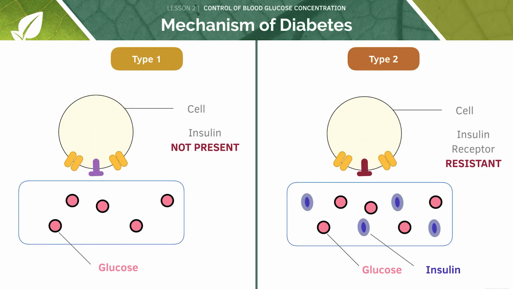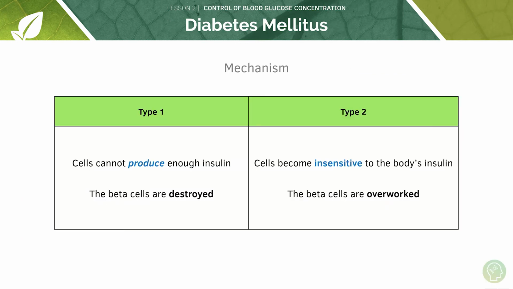So to summarise for you, in type 1 diabetes, cells cannot produce enough insulin. The beta cells in the islets of Langerhans in the pancreas are not producing enough insulin. And these beta cells are ultimately destroyed. Now in type 2, the problem is that cells become insensitive to the body's insulin. The insulin receptor becomes resistant. And in this case, the beta cells are overworked. So this just summarises it for you.